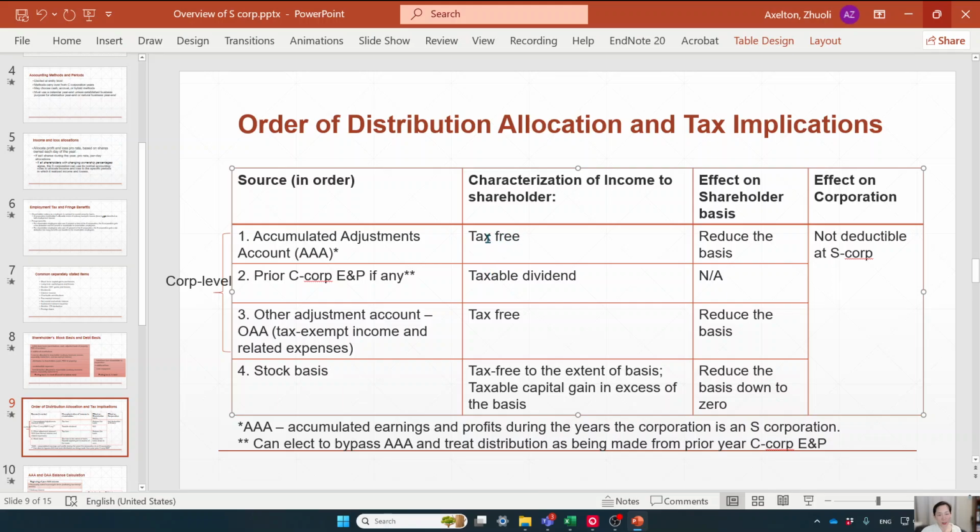And similarly, if the distribution is coming out of the accumulated adjustment account, the effect on the shareholder basis will be to reduce the basis. Prior year C Corp E&P will have no effect on the basis, and the other adjustments account also reduces the basis, and then the stock basis. Any distribution up to the extent of basis will be tax free, and any distribution in excess of the basis will be taxable as a capital gain. And from the corporation perspective, all the distributions will not be deductible.